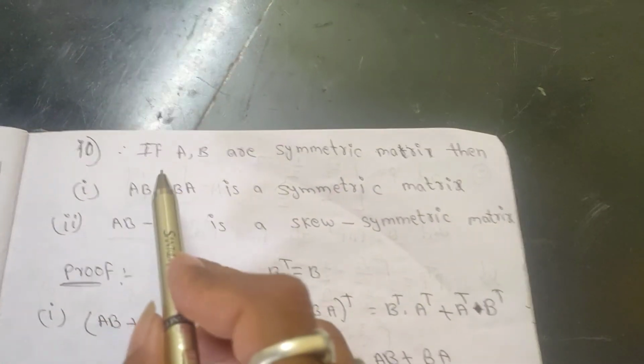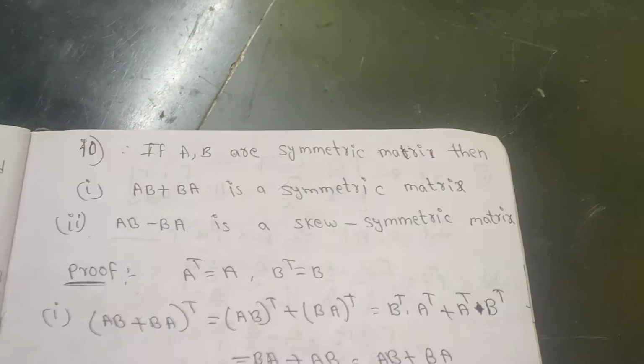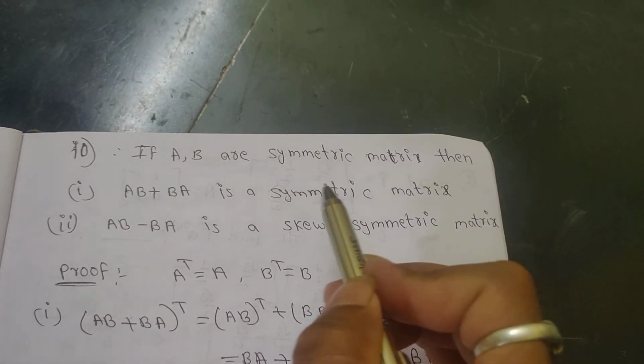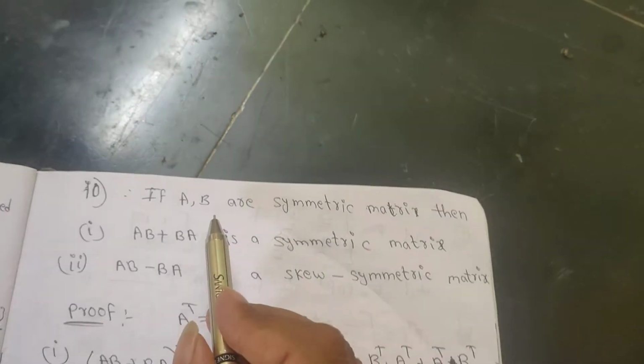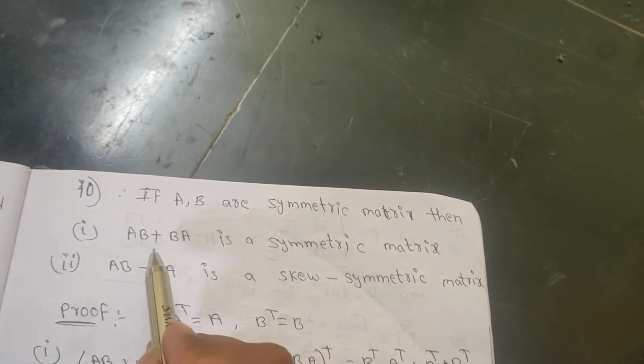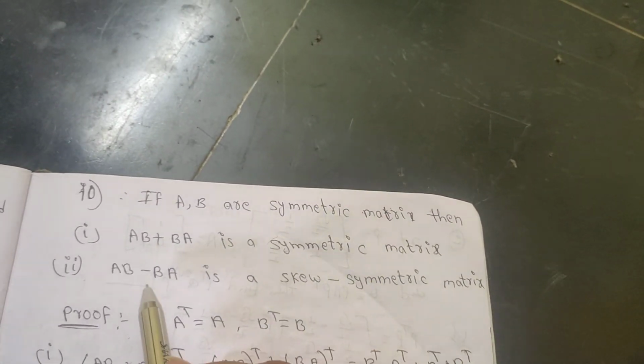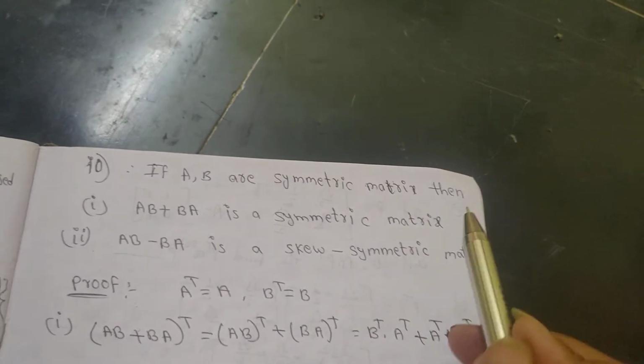In properties, next point, the 10th point: if A, B are symmetric matrices, then AB plus BA is also a symmetric matrix. If A, B are symmetric matrices, then AB plus BA is a symmetric matrix. AB minus BA is a skew symmetric matrix.